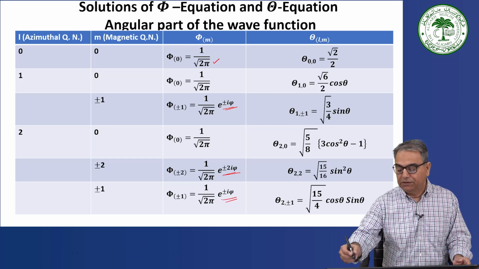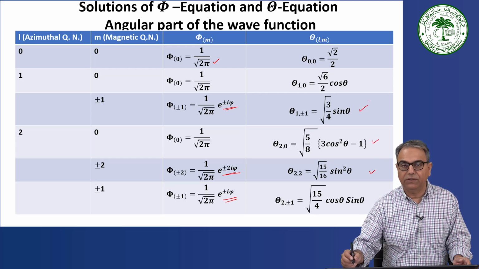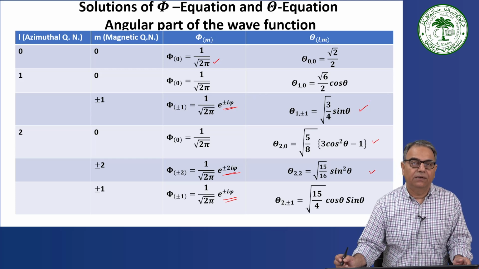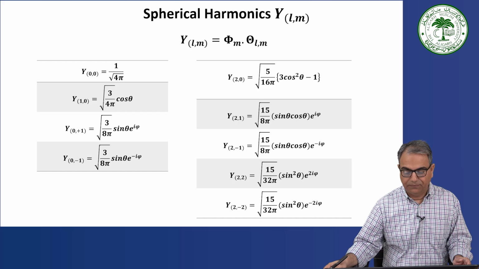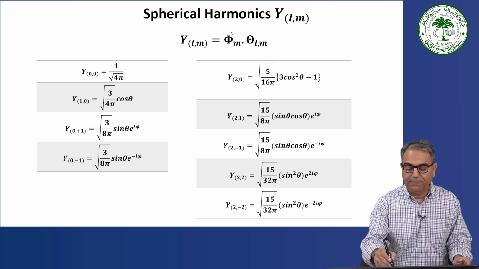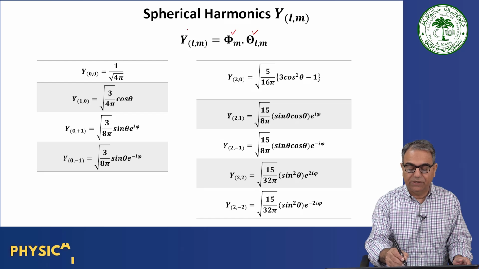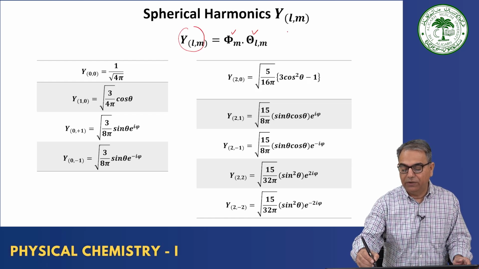The theta equation gives cos theta, sin theta, 3 cos square theta minus 1. All these equations we talked about, they are the same equations which we talked about in the rigid rotor. Because the equation is the same, the solution is also the same. Okay, and then if you combine these two parts, the phi part and the theta part, then together this is shown as Y L M, and this is called spherical harmonics. This tells you the angular dependence.